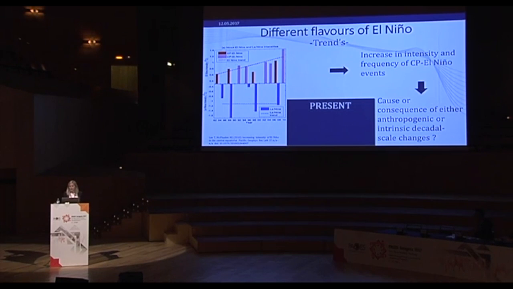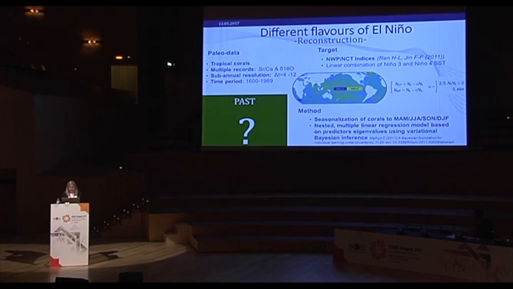So is that increase in intensity and frequency of Central Pacific events actually a cause or consequence of either anthropogenic or intrinsic decadal scale changes? This is the question we would like to answer by looking at paleo records, and that's what we do. We try to reconstruct both flavors of ENSO using a tropical coral network.